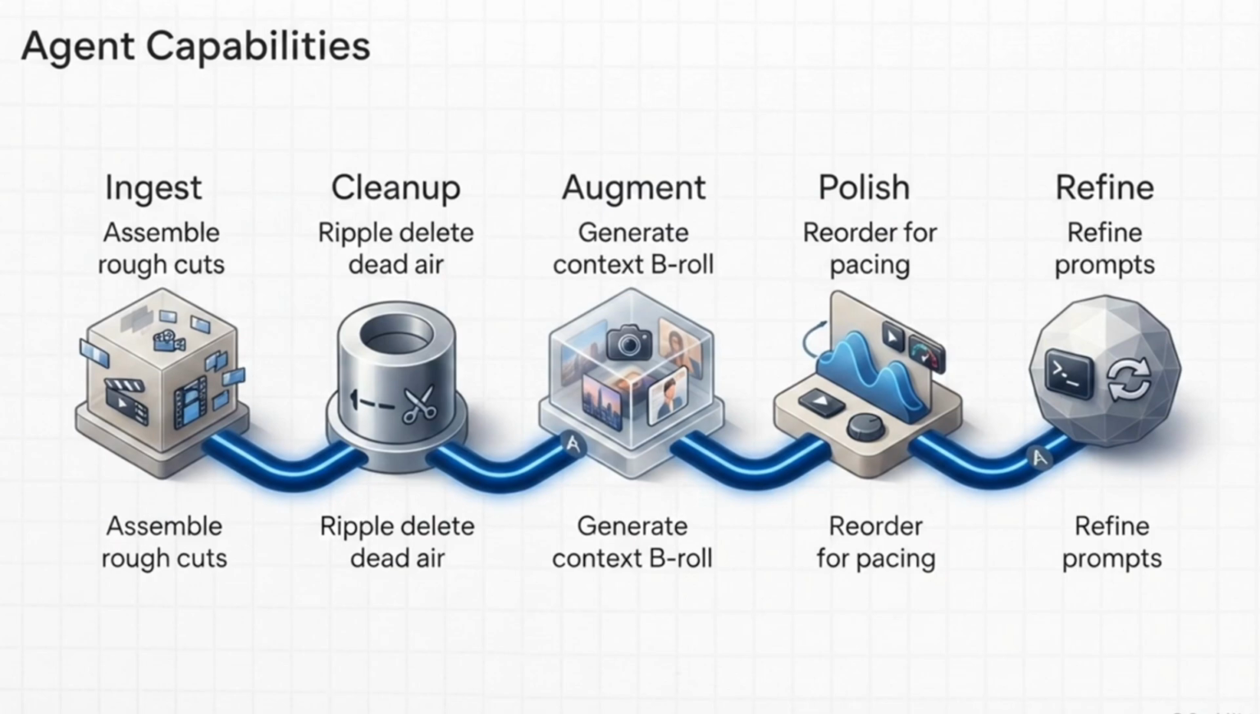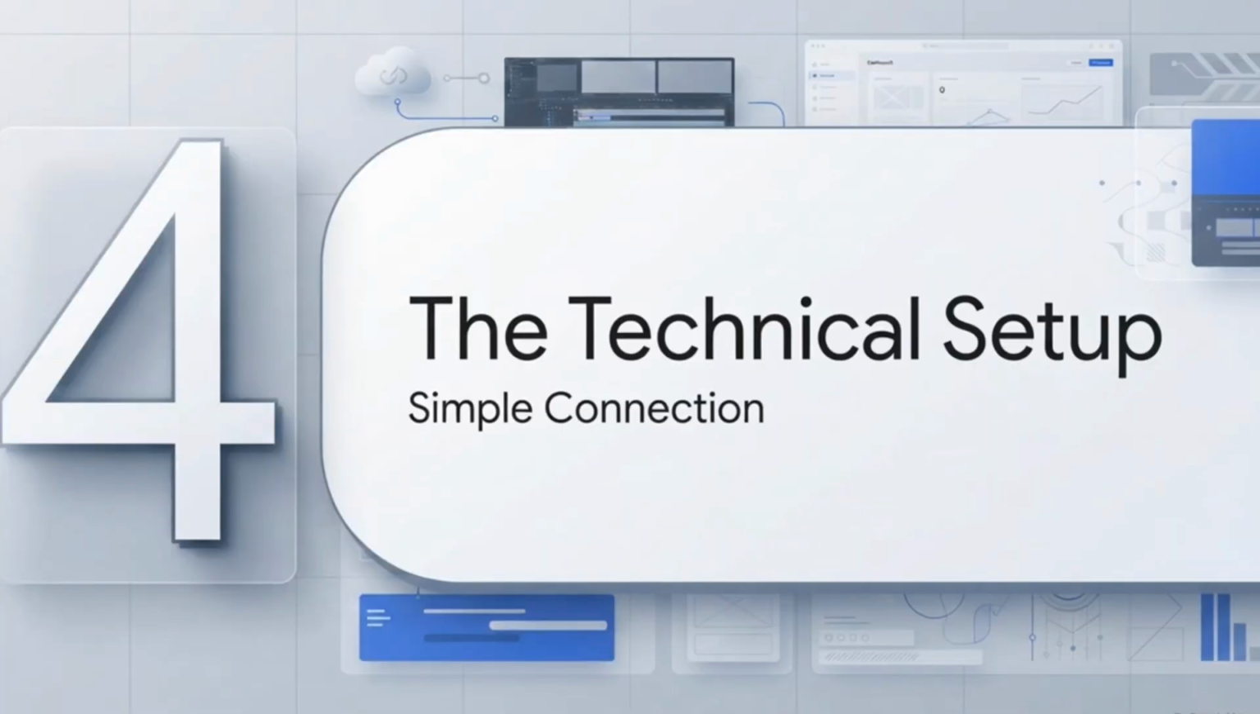So, what does this look like in action? An agent hooked up via MCP can take over the mind-numbing grunt work. You can just tell it to take 30 minutes of interview footage and assemble an initial rough cut. Ask it to ripple delete dead air and filler words, and the timeline cleanly snaps together without leaving black flashes. It can generate context-aware B-roll, fix your pacing, and refine prompts, all because it actually understands the context of your entire project.